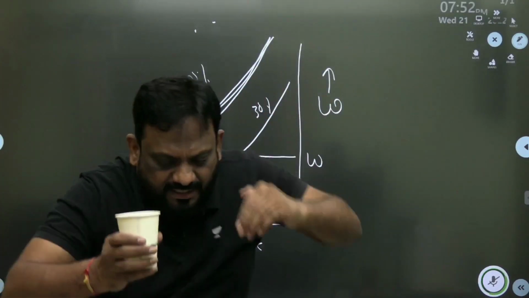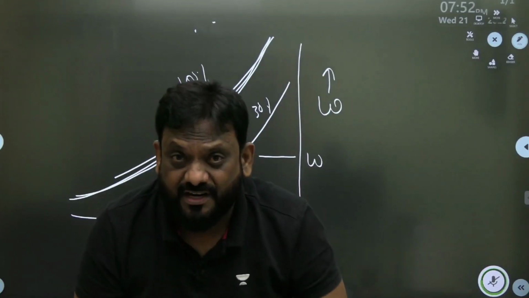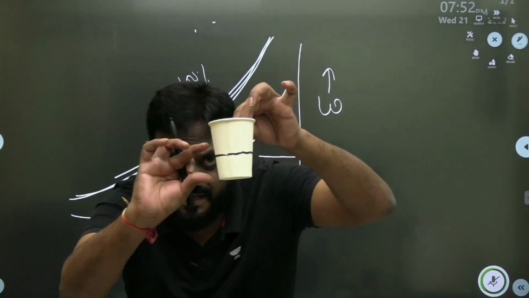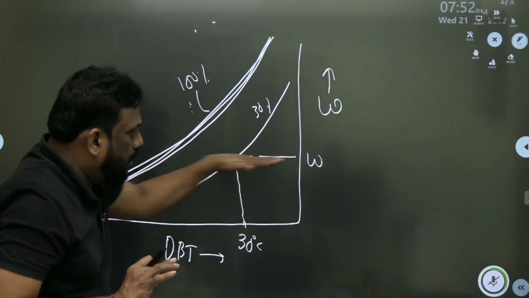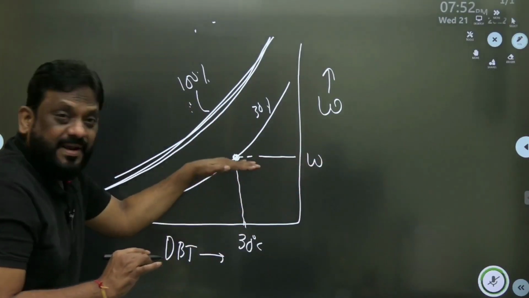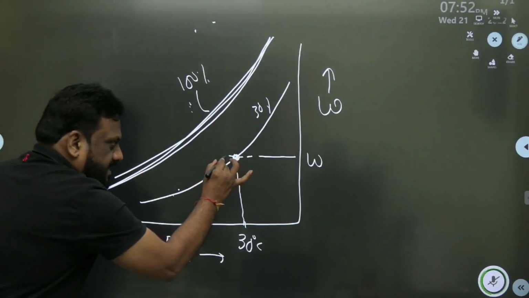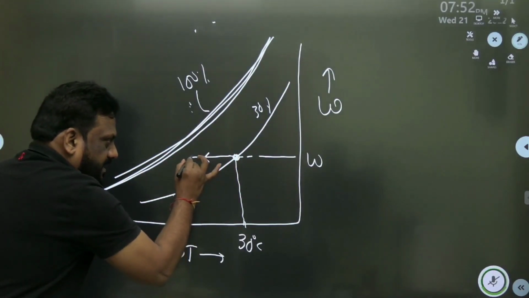Now let us reduce the temperature. But are you changing the moisture content? No, whatever moisture is there in the glass, I'm not changing. When moisture is not changing, it should be horizontal. Omega is not changing, so temperature is decreasing. Let us say we are here.